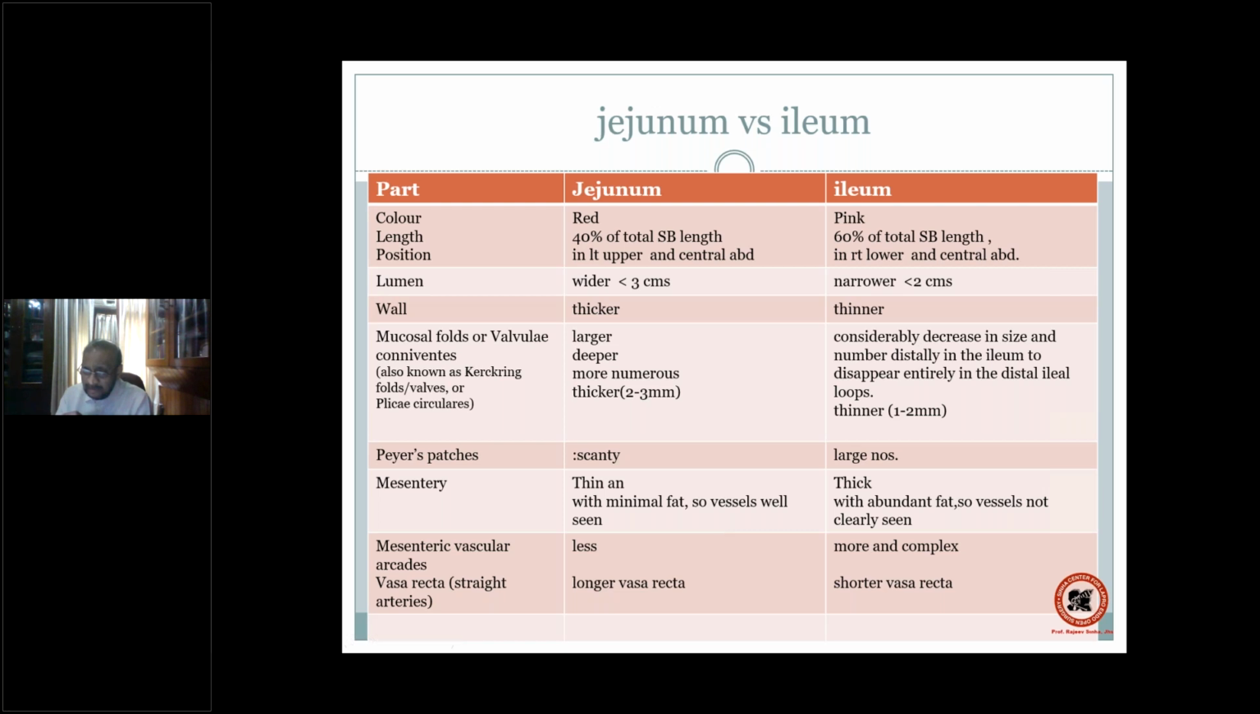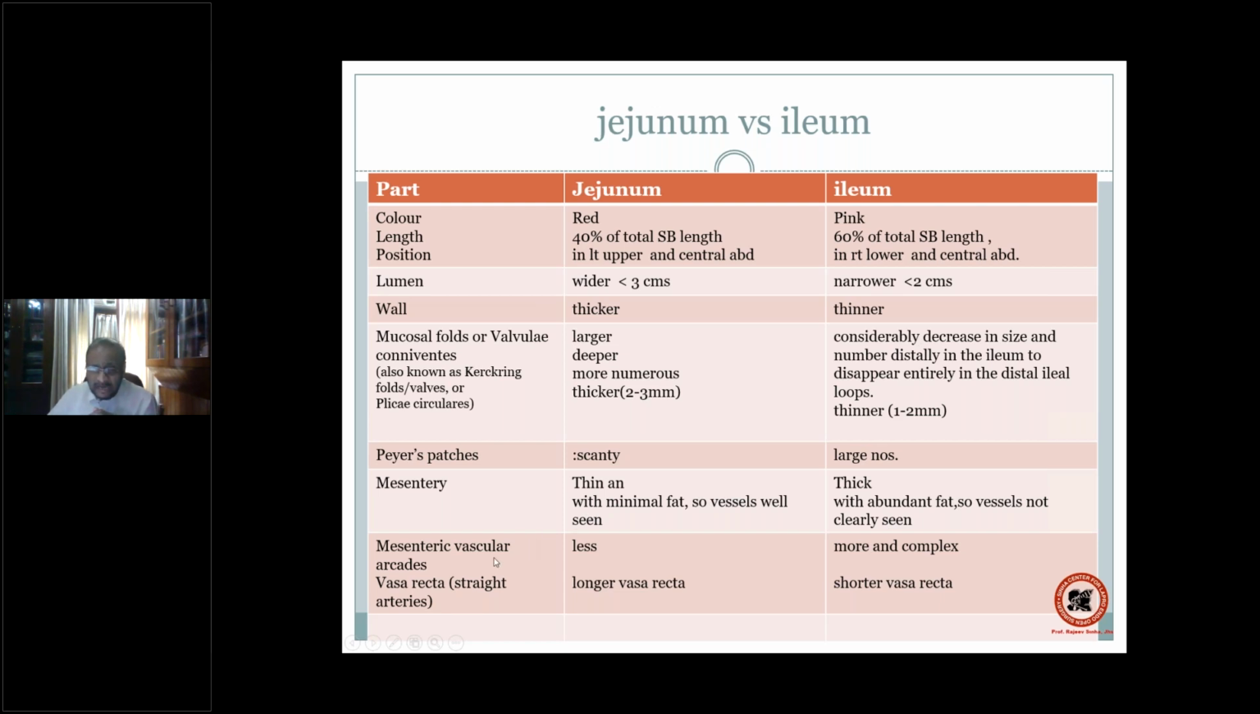If you remove a part of the bowel, you're not able to see the mesentery. You can be sure you're not able to see the vessels through the mesentery. You can be sure that you have an ileum in your hand. Why? Because there is abundant fat in the mesentery. It is thick, and vessels are not clearly seen in the mesentery of the ileum. They're very well seen in the mesentery of the jejunum.